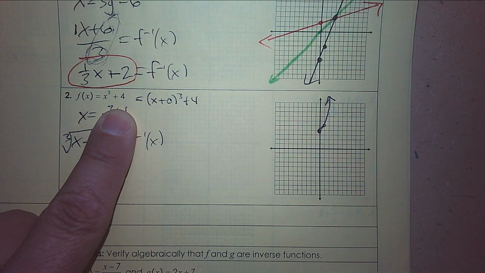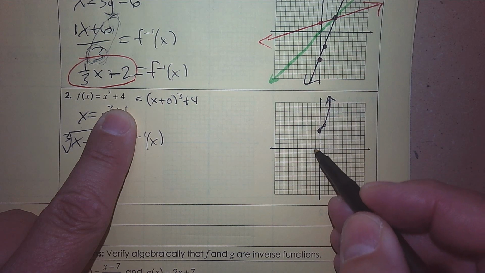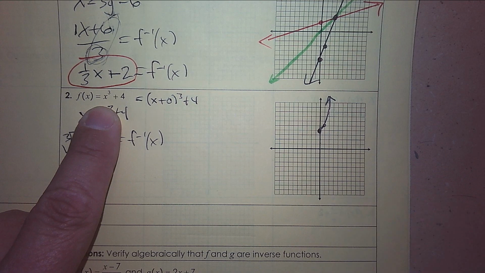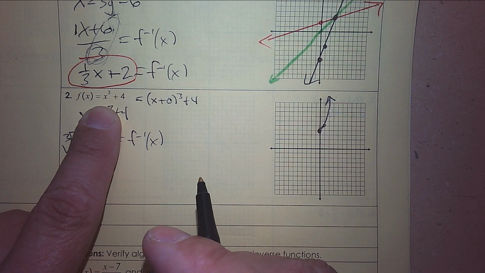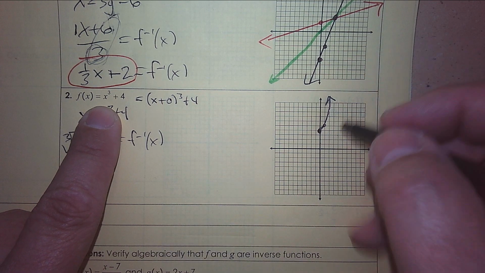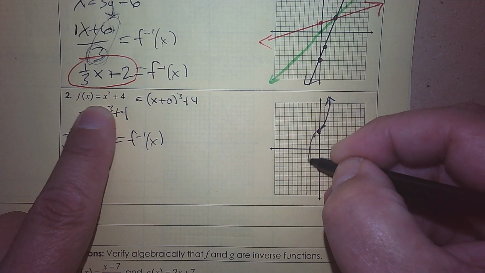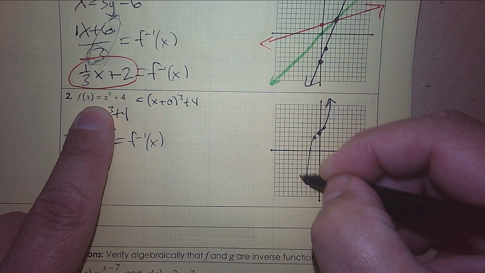And then what would be another obvious x value to plug in for the left side? -1. What's -1 cubed? Plus 4 is 3. So can you find -1 and 3? And do you know what the picture looks like in the other direction?